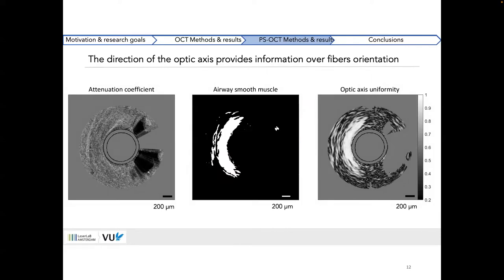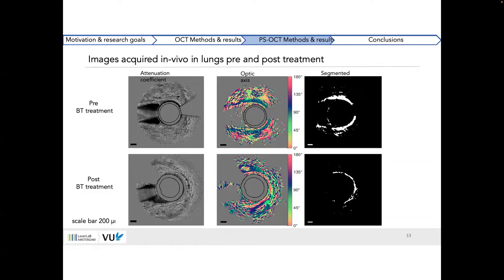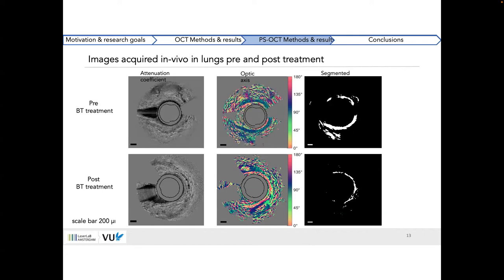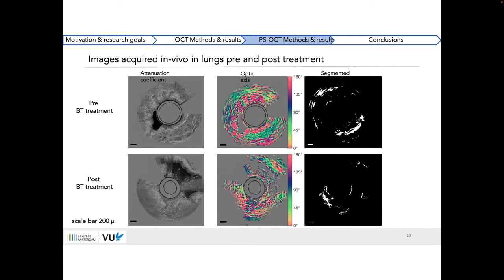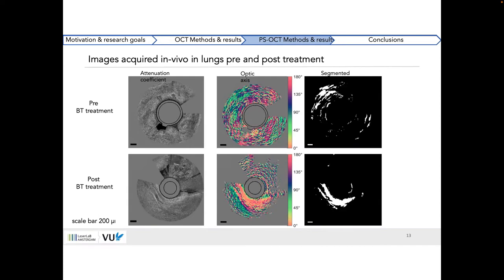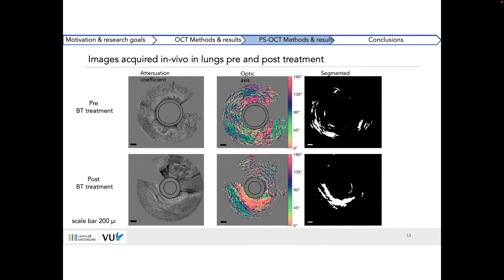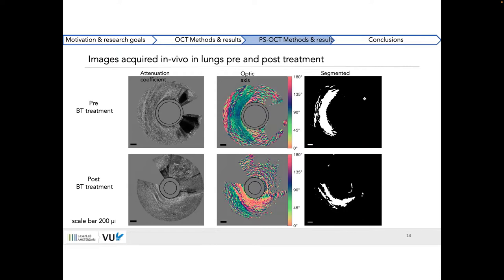And then you can segment out optic axis uniformity, and then you can create these segmented images of the airway smooth muscle. And then from this, you can calculate an area. So the interesting thing for this one, this is the same lumen pre-treatment and post-treatment. So we went back to the exact same branch in the lung and measured before and after.